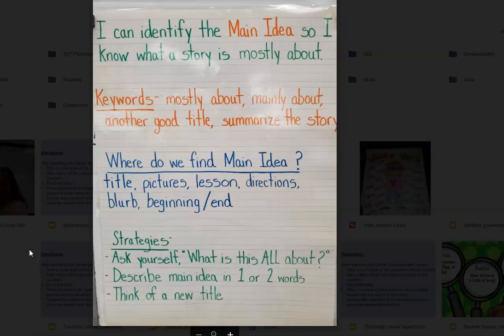Hey boys and girls, welcome back to another week of Main Idea. Today we're going to review how to find the main idea in a reading passage. So I've pulled up our main idea anchor chart for us to review.